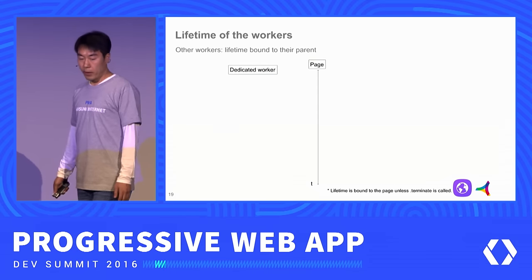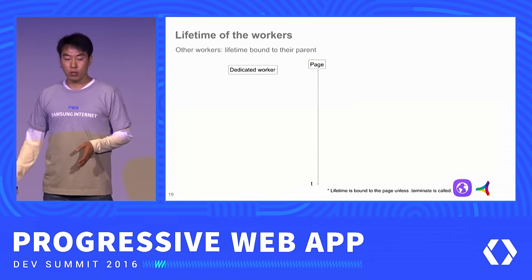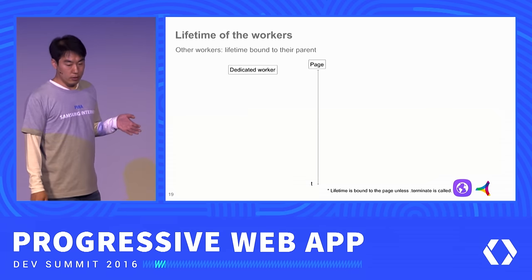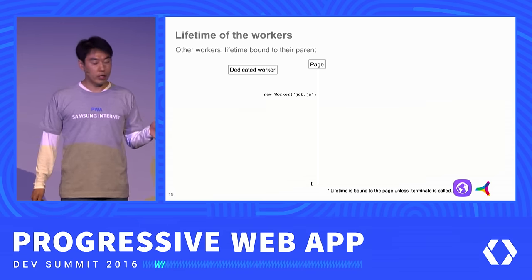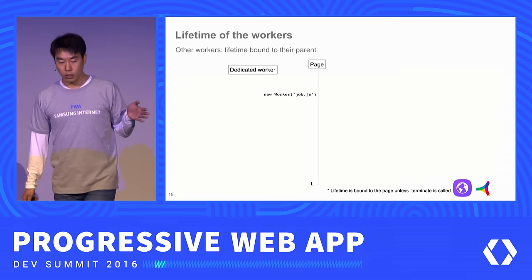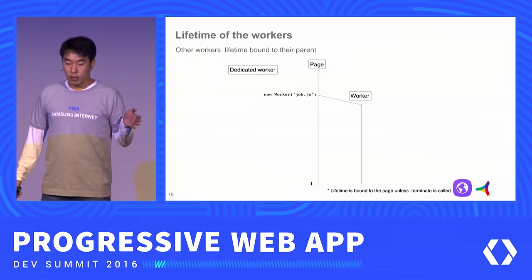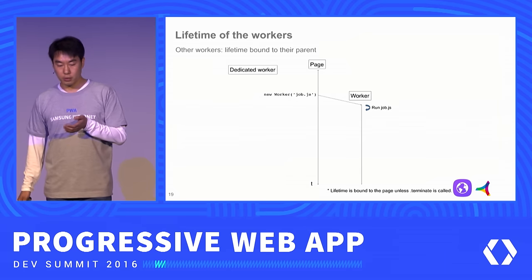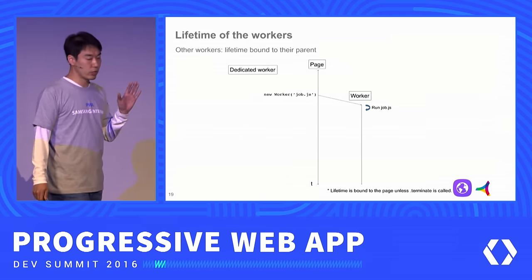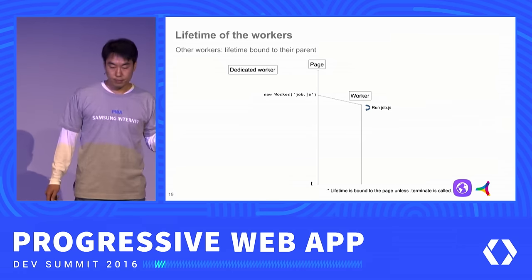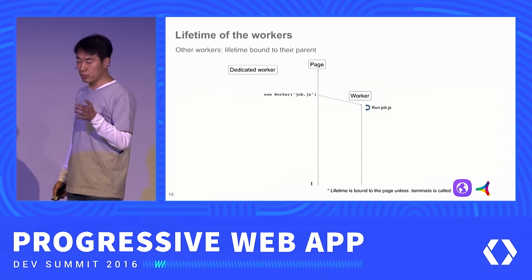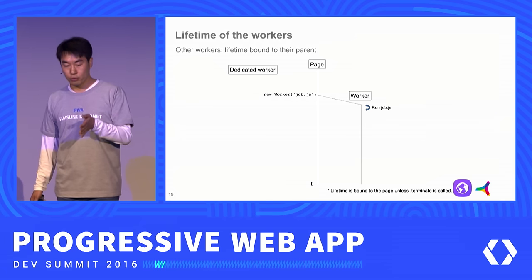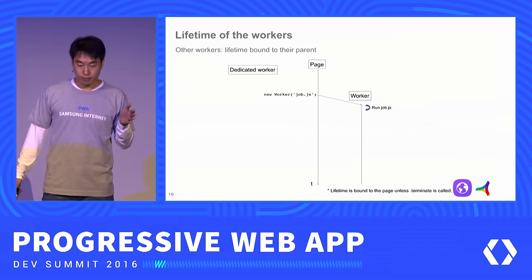Let's compare the lifetime of a service worker to other workers, like a dedicated worker, for example. A dedicated worker is created by calling this constructor. Then the browser creates a new, independent thread to run this script, and the lifetime of this script is bound to its parent client. So unless it calls the terminate API, it will live until the page is closed.